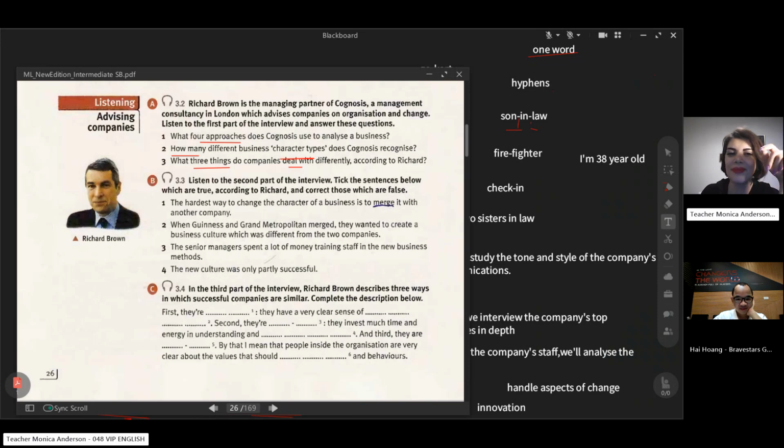Many businesses try to change their organisation, their culture, and they do that to be better able to compete and grow, but it's a very hard thing to do. It's often easier to change a business's character by merging with or acquiring a competitor.